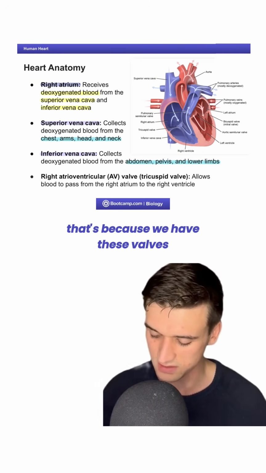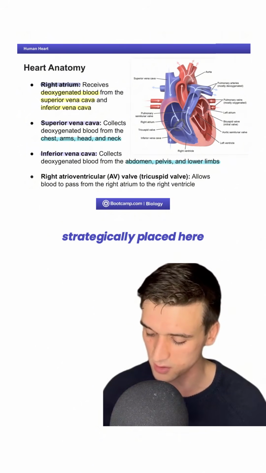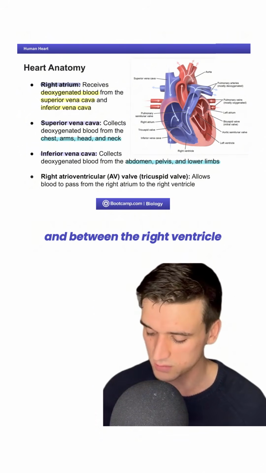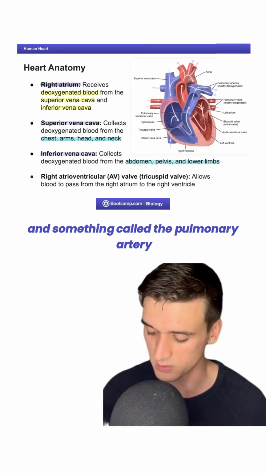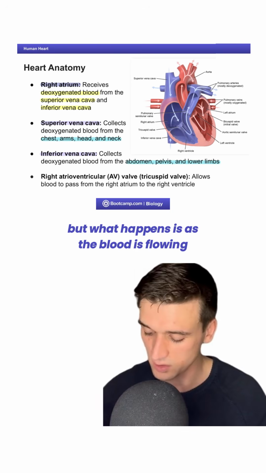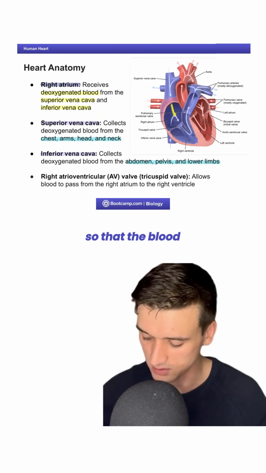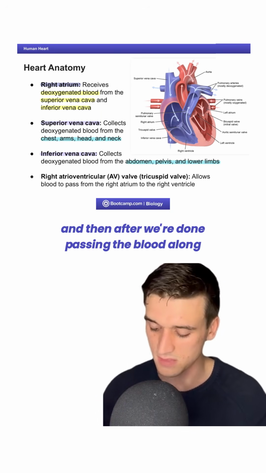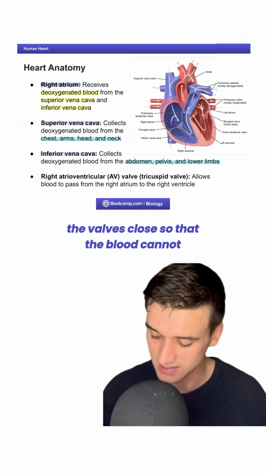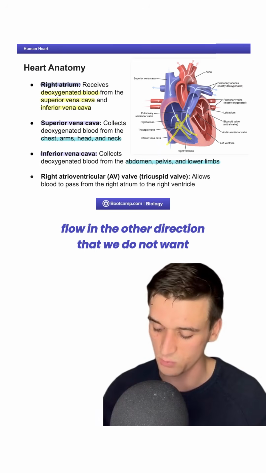That's because we have these valves strategically placed between the right atrium and the right ventricle, which is the next structure we're going to talk about, and between the right ventricle and something called the pulmonary artery, which is something we're going to talk about in just a moment. But what happens is, as the blood is flowing, the valves open so that the blood can flow in the direction that we want, and then after we're done passing the blood along, the valves close so that the blood cannot flow in the other direction that we do not want.